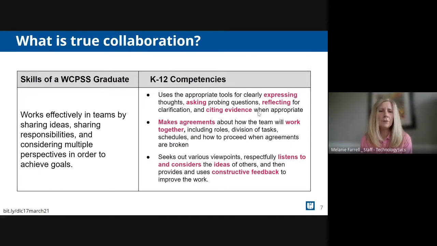And this is taken directly from our strategic plan. So why is collaboration important? Again, there are skills that we want our graduates to be able to walk away with, and collaboration is one of them.